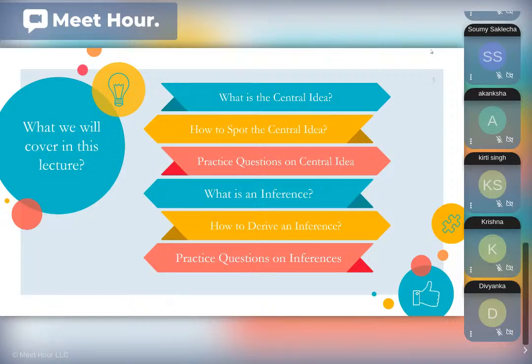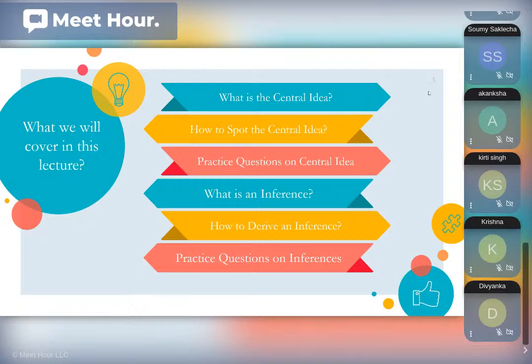Inference is slightly different from main idea questions because an inference is the most probable outcome or the most probable conclusion which you can draw from what the author has already told you. We're going to talk about how an inference works, to what extent probability is important, and then we're going to do some practice questions on inferences as well.